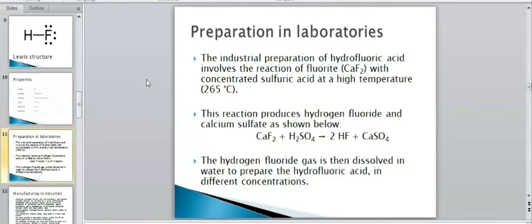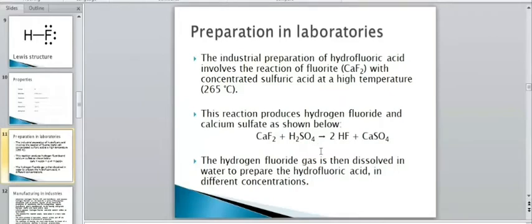Now, how it is prepared in laboratories. The industrial preparation of hydrofluoric acid involves the reaction of calcium fluoride with concentrated sulfuric acid at a high temperature of 265 degrees Celsius. This reaction produces hydrogen fluoride and calcium sulfate. As you can see in this reaction, calcium fluoride and concentrated sulfuric acid are heated at a very high temperature.